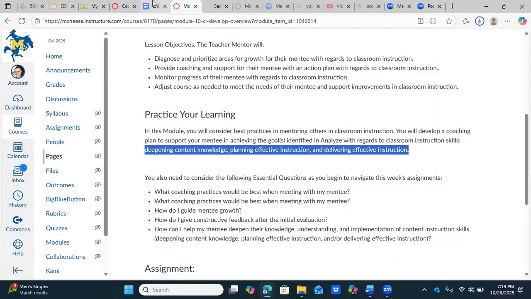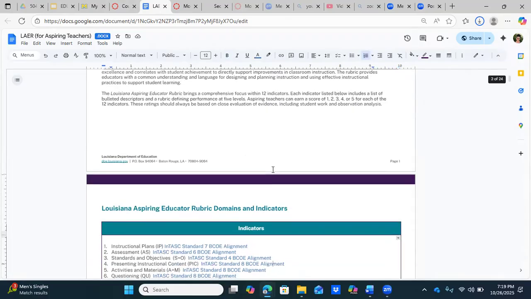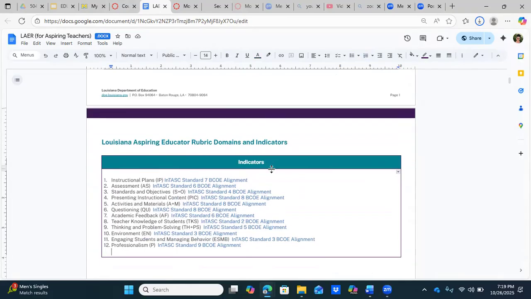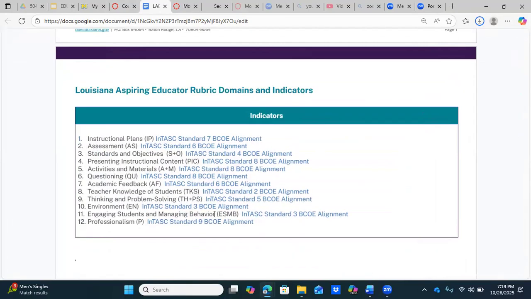Let me just bring you real quick. For example, if you're using the LAER rubric, you're always going to want to calibrate that goal to the rubric, and you're going to want to calibrate for the content instruction portions of the rubric. With classroom management, we were really focusing more on managing behavior. Some people were even doing some things that were a little bit environmental for that one. For this one, we're really focusing on the deep content instruction portions.